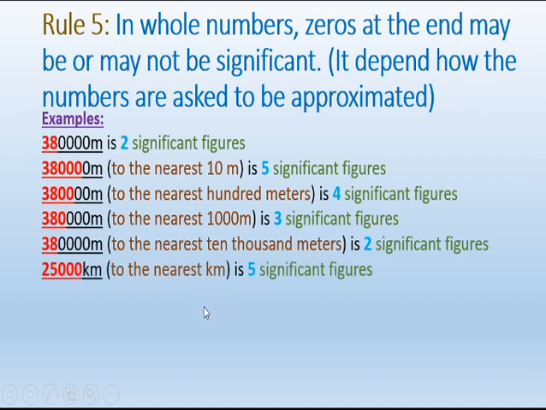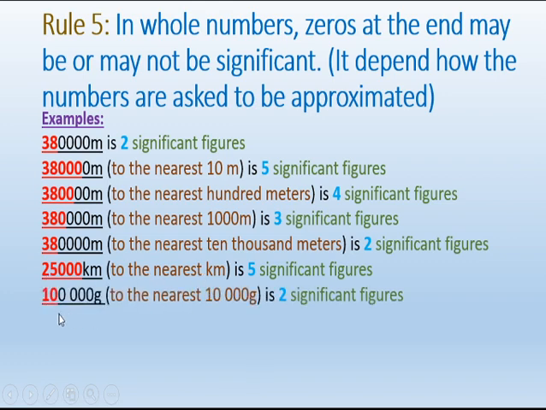In another example, you can see this is to the nearest kilometer. Nearest kilometer means we'll be considering everything as a whole number. So we'll also be including the zeros, because we want to count completely to the nearest kilometer, meaning all the numbers will be included. So that's why this has 5 significant figures.